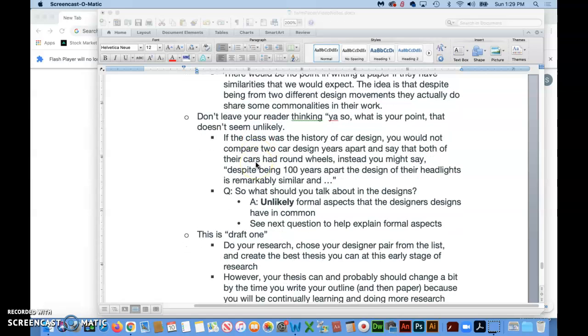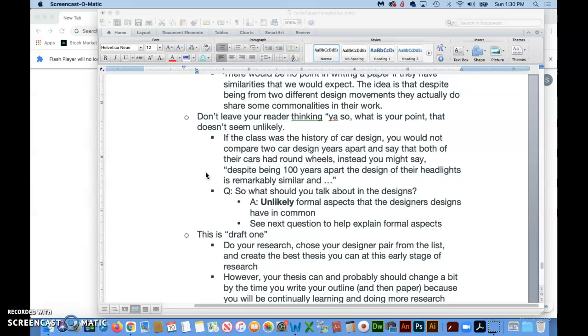And let me just try to give you an example, because I think most of us, whether we are big into them or not, at least know a little bit about car design. So if you were taking a car design history class, you would not compare the design of two designers years apart, from different movements, and say that both of their cars had round wheels, right? That would be ridiculous. People would read that thesis statement and go, what? So even anything nearly obvious like that would be lame.